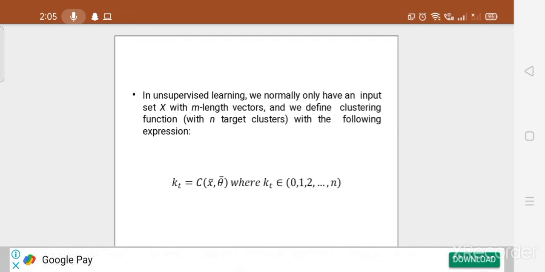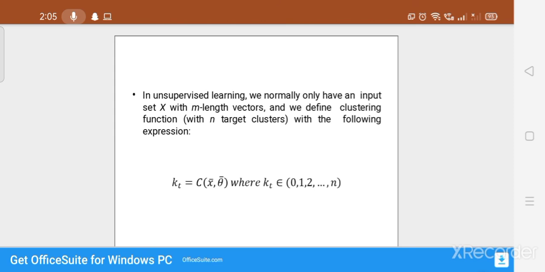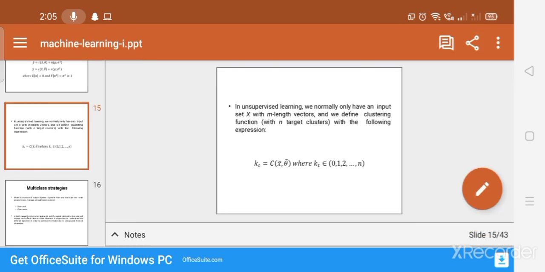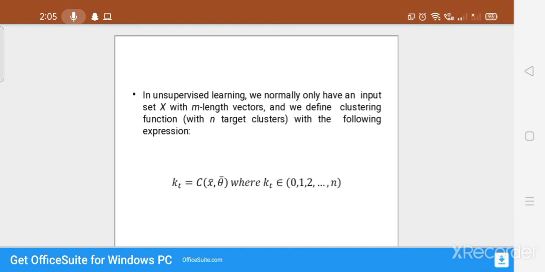In unsupervised learning, now we saw the example of supervised learning. What happens in supervised learning? Data is labeled. And in unsupervised learning, data is not labeled. Okay. So we normally only have an input set X with m length vectors, and we define the clustering function. So in unsupervised learning we have only the input set X and the m length vector. On that we define the clustering function with the following expression, with n target clusters. Okay. So kt equals C of x bar, theta bar, where kt belongs to 0 to n. Clear? This is all about today's lecture.